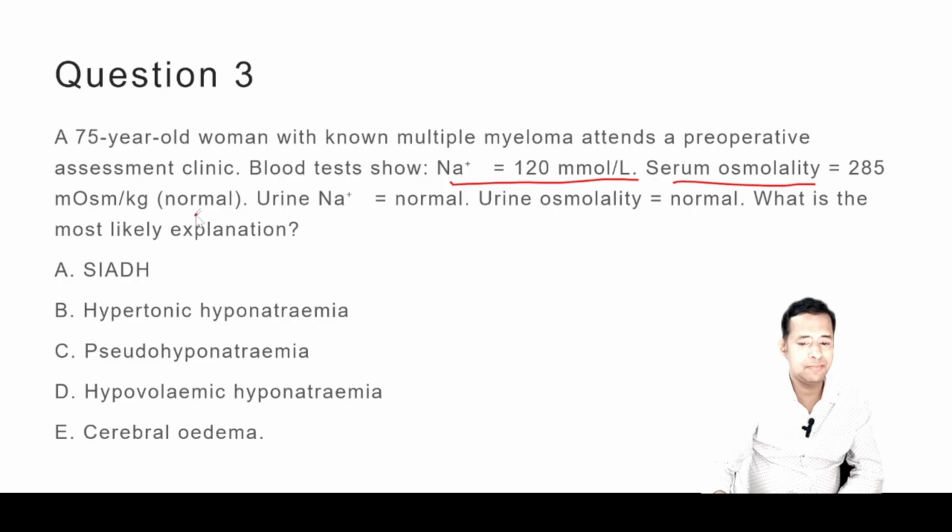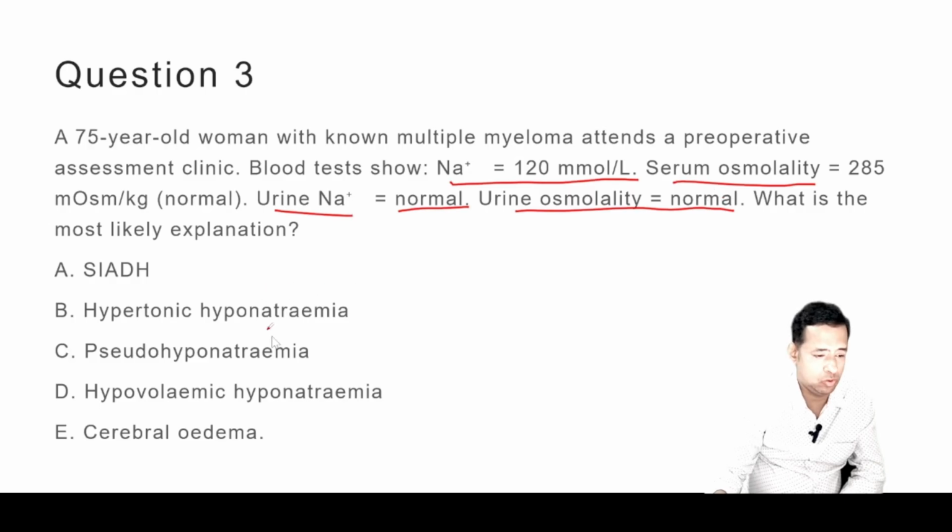Multiple myeloma increases serum protein, causing a falsely low sodium measurement. This is the key clue, and you can see normal serum osmolality, normal urine studies, and normal urine osmolality. This is the thing you need to know: pseudohyponatremia.